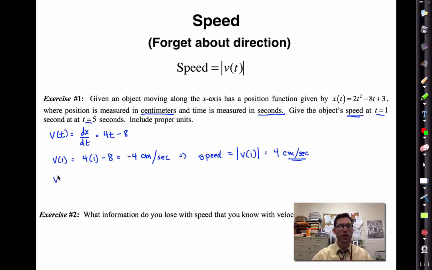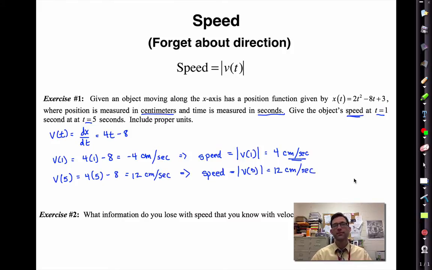All right. V of 5, on the other hand, that would be 4 times 5 minus 8. 20 minus 8 is 12 centimeters per second. And, of course, the speed would be the same because the absolute value of that positive number remains positive. All right, so it's simple enough.